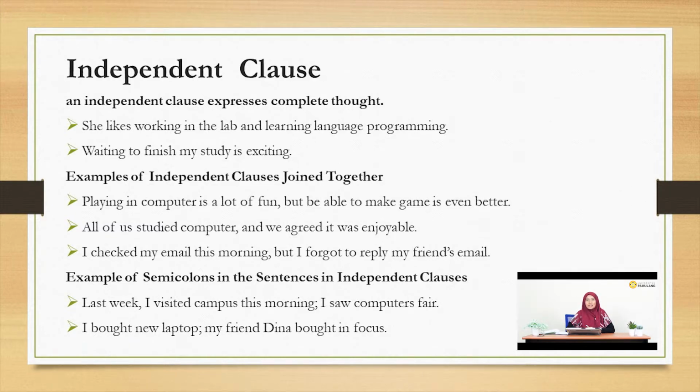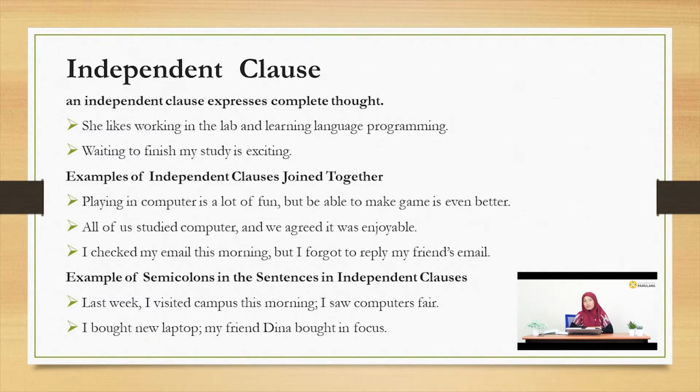The second sentence, independent clauses joined together. All of us studied computer and we agreed it was enjoyable. There are two clauses joined together. And the third sentence, I checked my email this morning, but I forgot to reply to my friend's email. There are two clauses that join together.